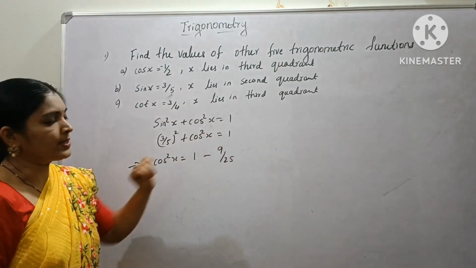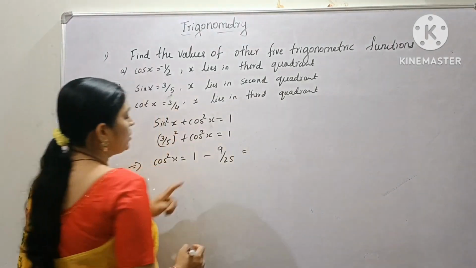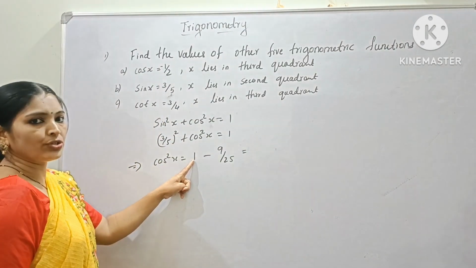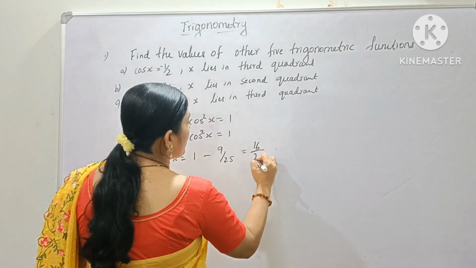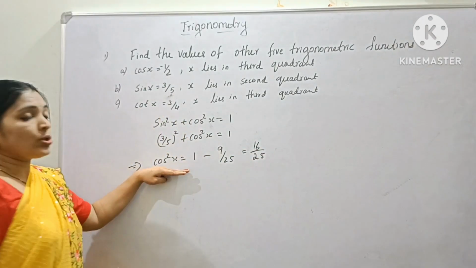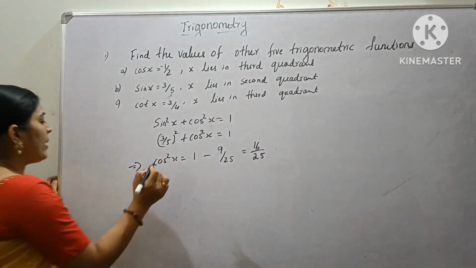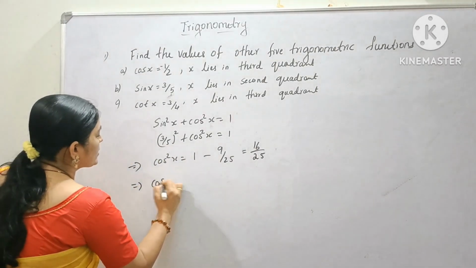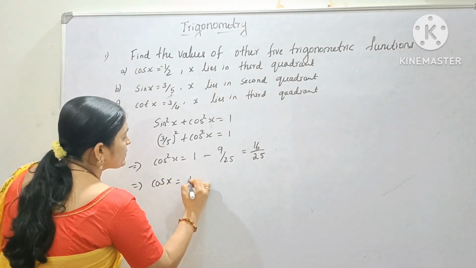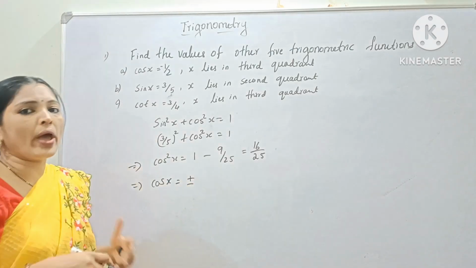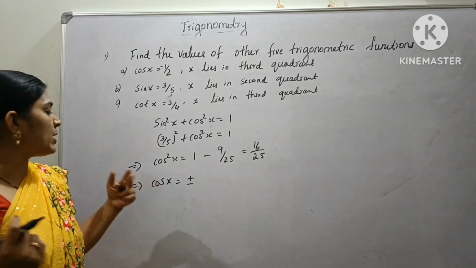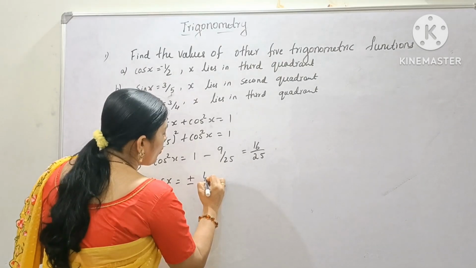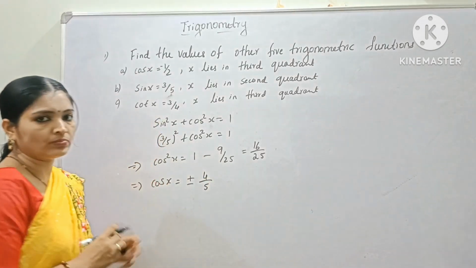So it will become minus. Okay, now 25 into 1, 25, 25 minus 9, that is 16 divided by 25. Cos square x is equal to 16 by 25. So what is cos x? Cos x is plus or minus. When taking square root, it will become plus or minus. Okay, there will be two roots. Plus or minus 4 divided by 5.